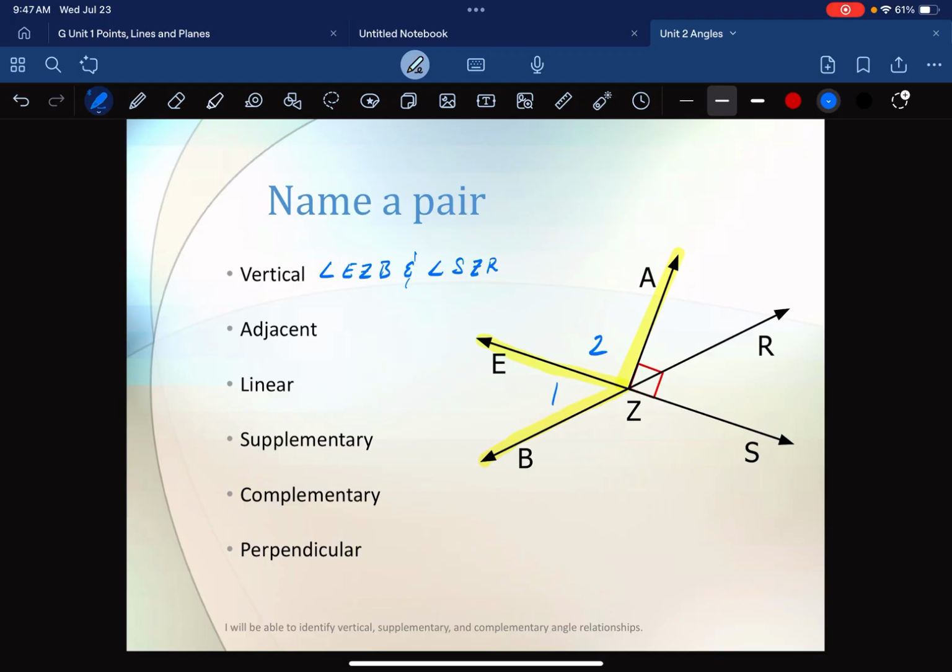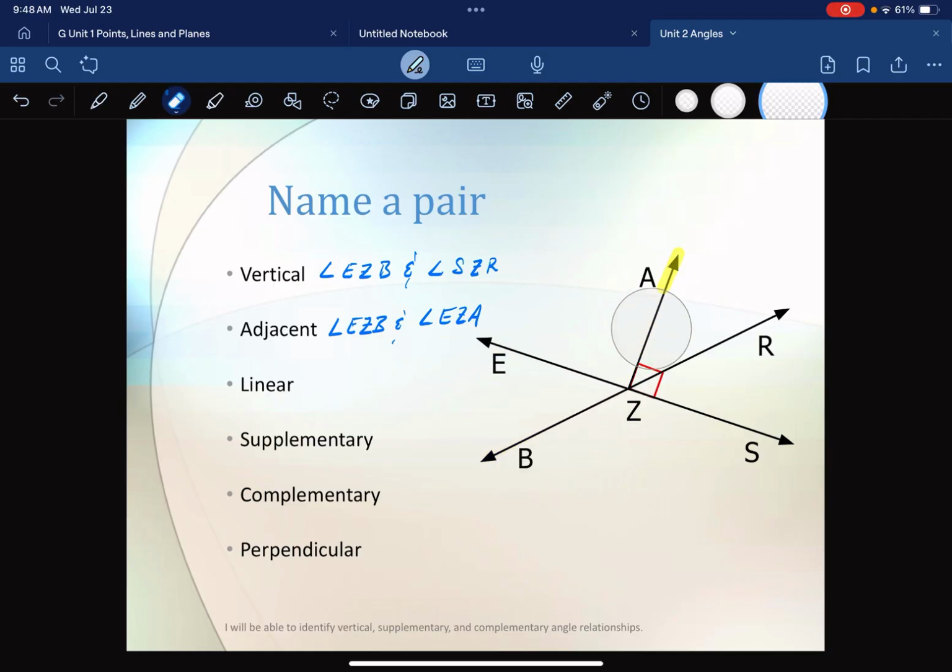And so 1 and 2, let's see, with 3 letters, angle 1 could be named EZB, and then angle 2, EZA, looks like. This class is not an EZA. Just saying. Okay. All right, let's look at a different pair now.